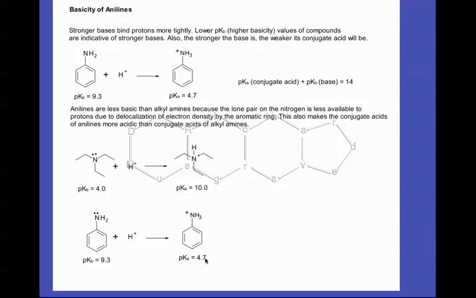Now the reason for this is because of the greater negative charge here. It is less likely to give up its H+. So this one here, because of the less available negative charge on the nitrogen, will more likely give up its H+, and therefore we get a stronger conjugate acid in the case of aniline.